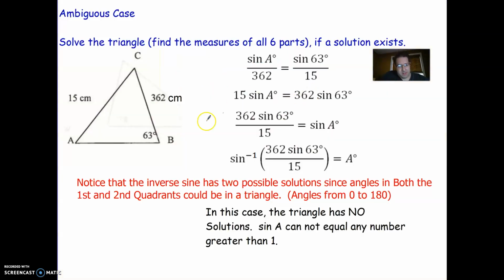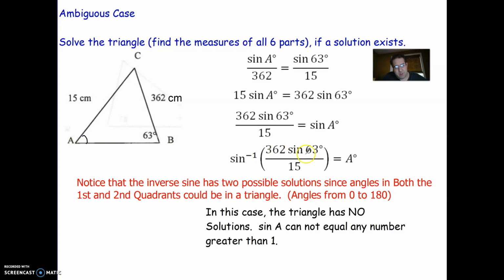All right, so in this ambiguous case, I'm going to set it up just like I did before. So that's sine of this angle over 362 equals sine of 63 over 15. I solved, and then when I get sine of A, I would have to use inverse sine, which is second sine on your calculator. And what you're going to notice is that when you put in inverse sine of this, it's not going to give you an answer. It's going to give you an error.